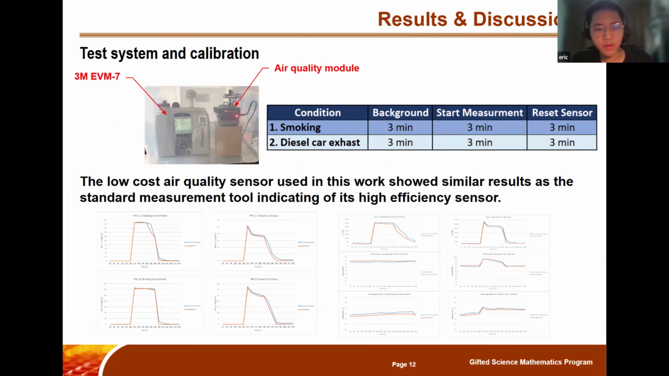Here are real-time monitoring results that show you the actual image compared between the real-time thermal image as well as real-time air quality monitoring systems.